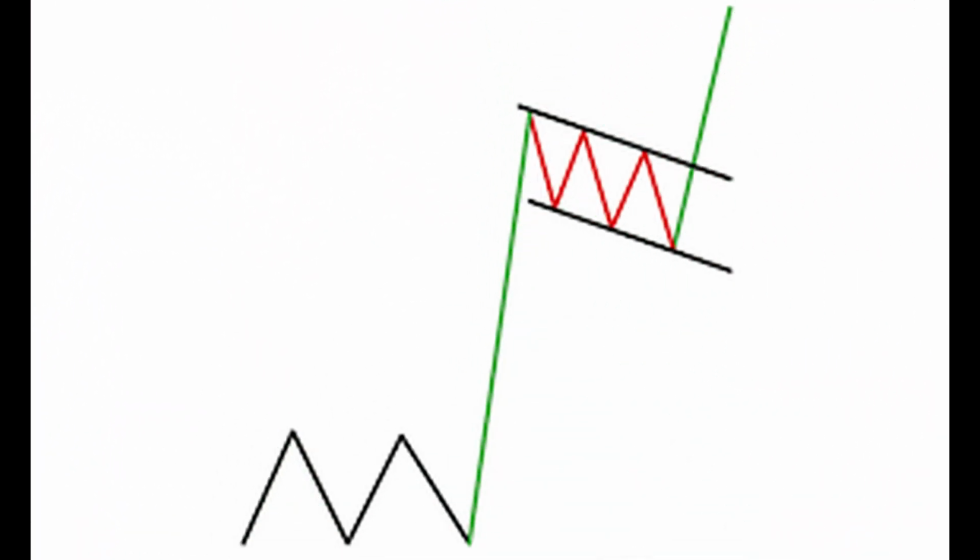A bull flag pattern can be found in a strong uptrend. They are called bull flags because the pattern resembles a flag on a pole. The pole is the result of an uptrend, and the flag results from a period of consolidation.